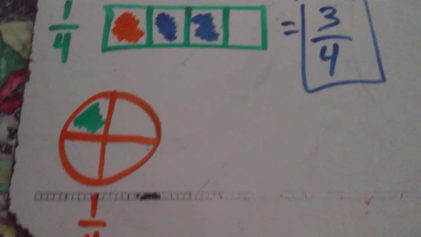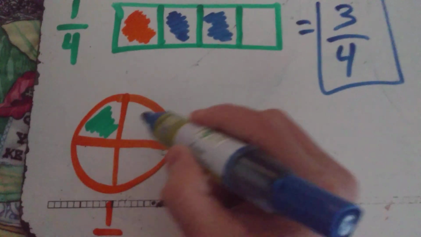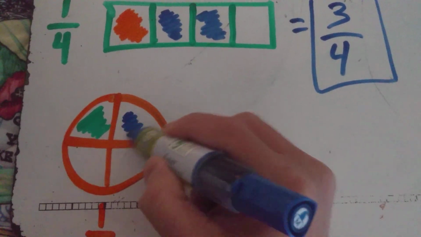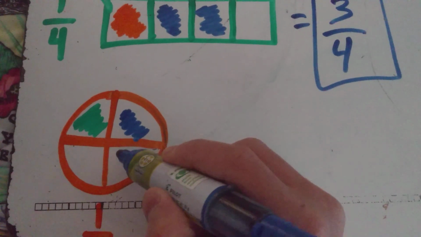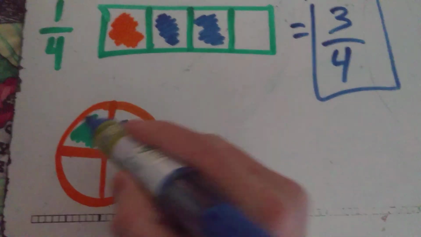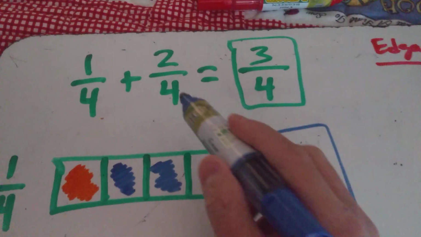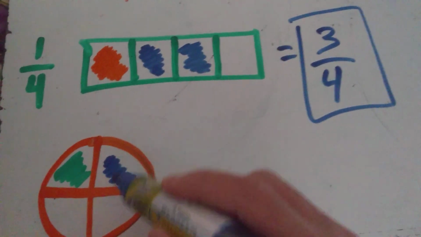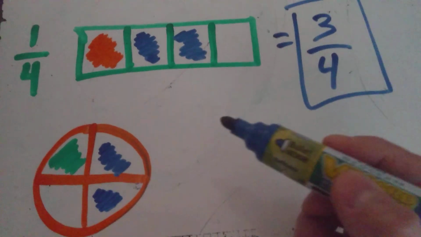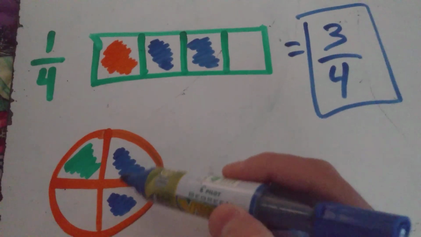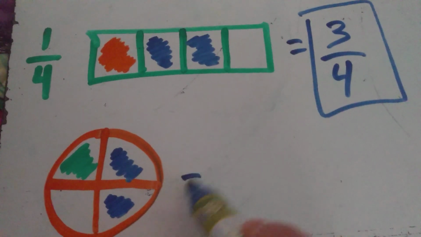But just like before, what we could do is we could keep it all in the same one. And we could say 2/4. Because we have 1/4, and now we have to add 2 more fourths. So here's 1 more fourth, and here's 2 more fourths, for a total of 1, 2, 3 fourths.